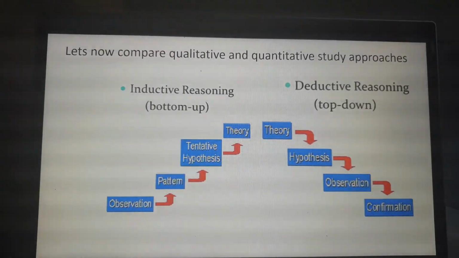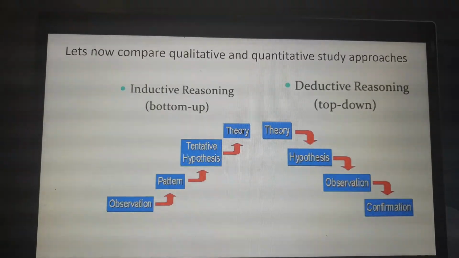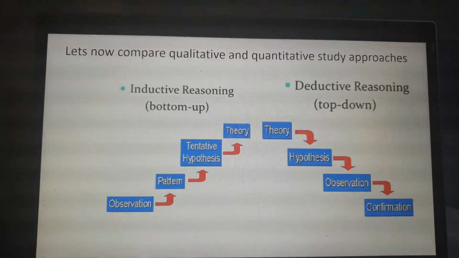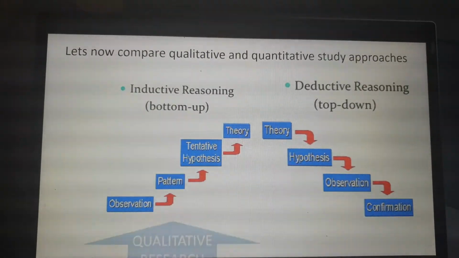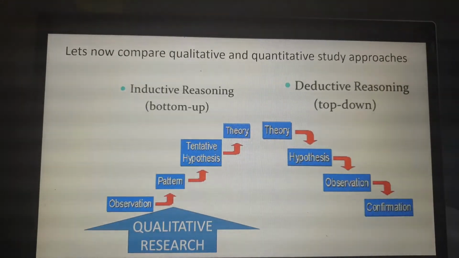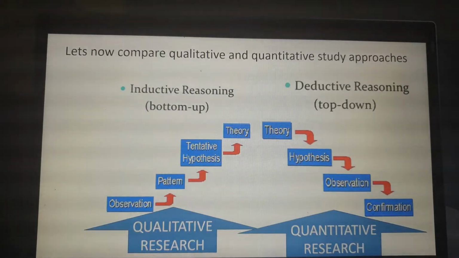Deductive reasoning, which is top down. Start with the theory, then hypothesis, then go out in the field, observe, and come and confirm. Now you see, this becomes qualitative research. Qualitative research does not build or use a hypothesis from the beginning in the proposal. But that is quantitative research.